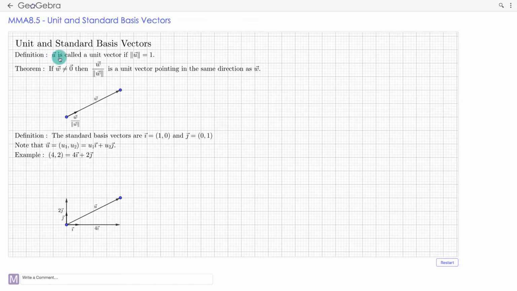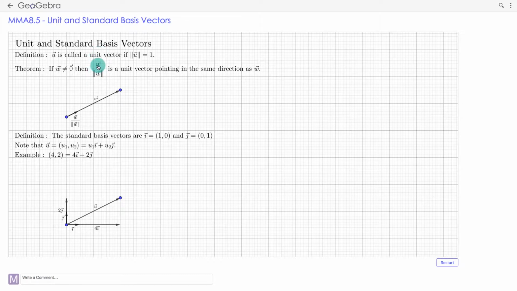So here we have some vector u, and if this vector u has length 1, then we call it a unit vector. Then we have a theorem which tells us that if we have a non-zero vector, in other words a vector where the direction is well defined in some sense, then we can find a unit vector pointing in the same direction by just taking v and dividing it by the length of v.